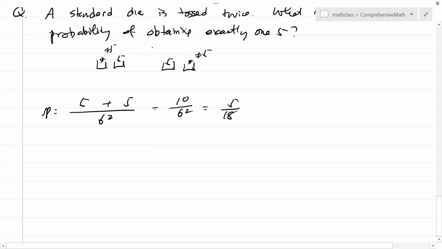My another problem is, a box contains 2 coins with a head on both sides, 1 standard coin, and 1 coin with a tail on both sides.